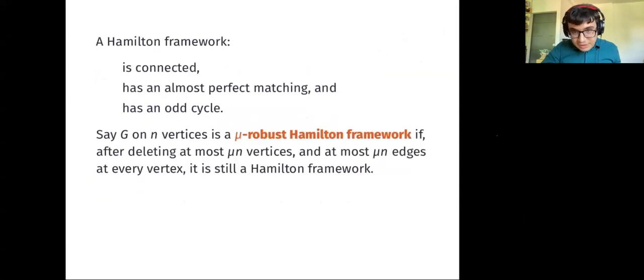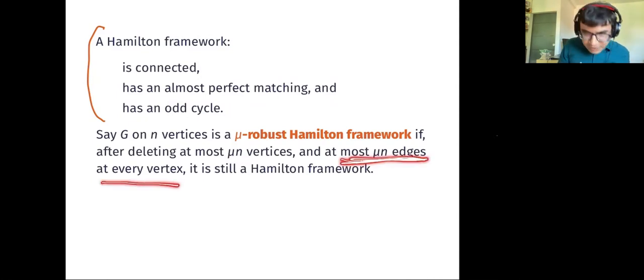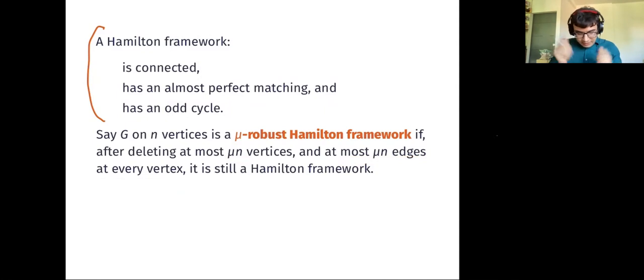So robust against deletions. This is the definition of a Hamilton framework: connected, matching, cycle. And I will say a graph is a mu-robust Hamilton framework if I delete at most mu n vertices. So I am allowed to delete this number of vertices, and I am allowed to delete this number of edges at every vertex. So I can even delete edges which touch every vertex, but the deleted edges should not have a very large degree at any vertex.